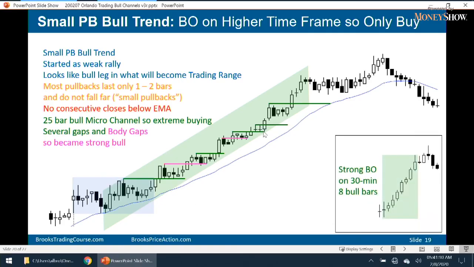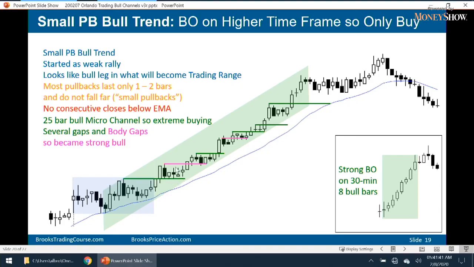And if this is a 5-minute chart and you look at the 30-minute chart, this is what you see. And if you see this, are you thinking, oh my gosh, I got to sell? No, I'm not going to sell at all. So a small pullback bull trend is always going to be a strong breakout on a higher time frame chart. And you know it's a strong breakout on a higher time frame chart. Even though you have a lot of bear bars and most of the bull bars look weak, it's part of a very, very strong bull trend.